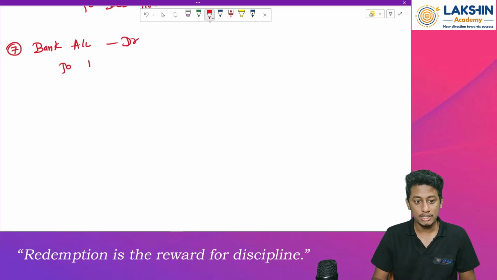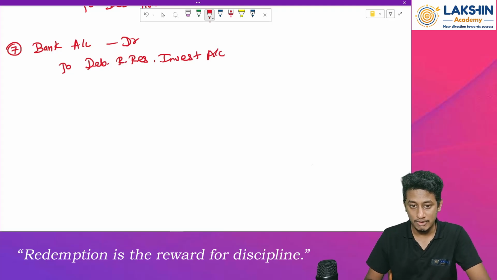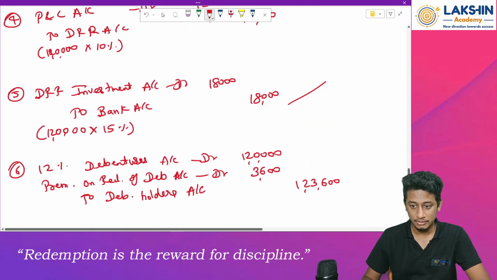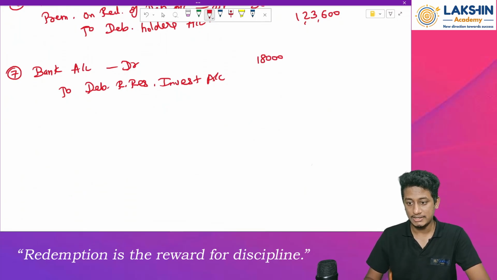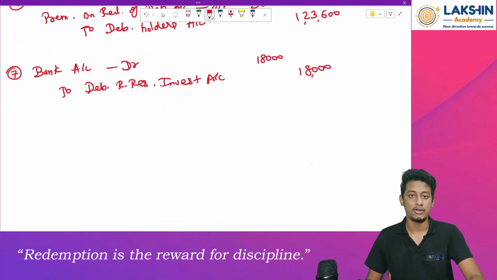Debited to debenture redemption reserve investment account. How much was invested? Rupees 18,000. Rupees 18,000 was invested, same has been sold off.